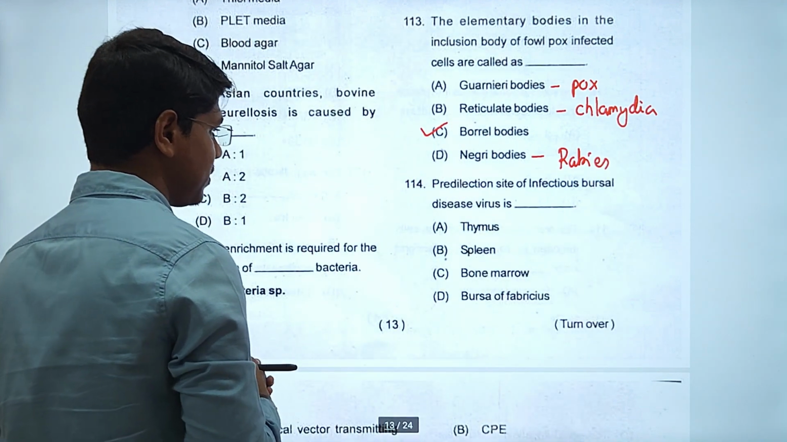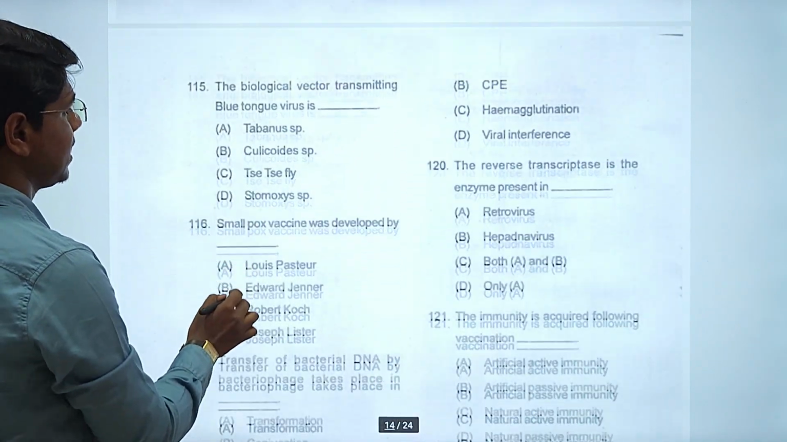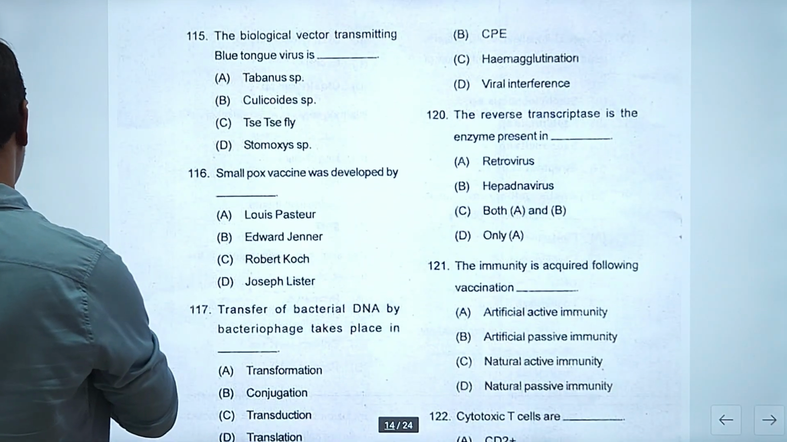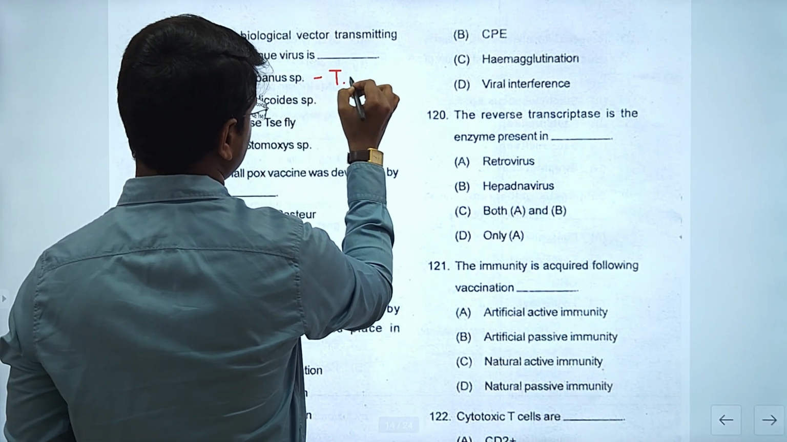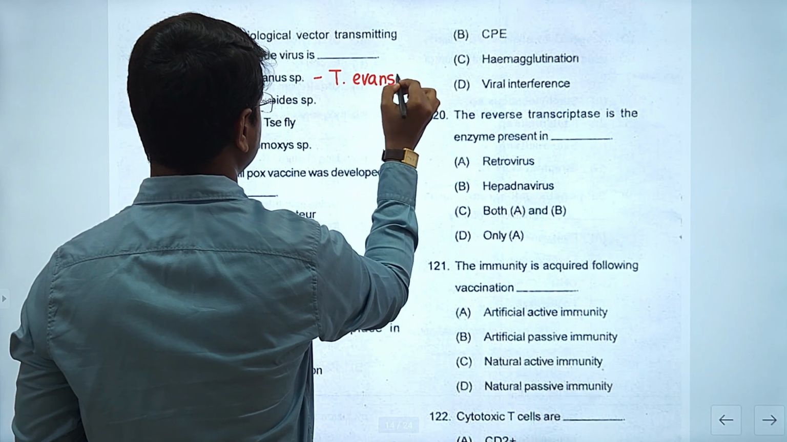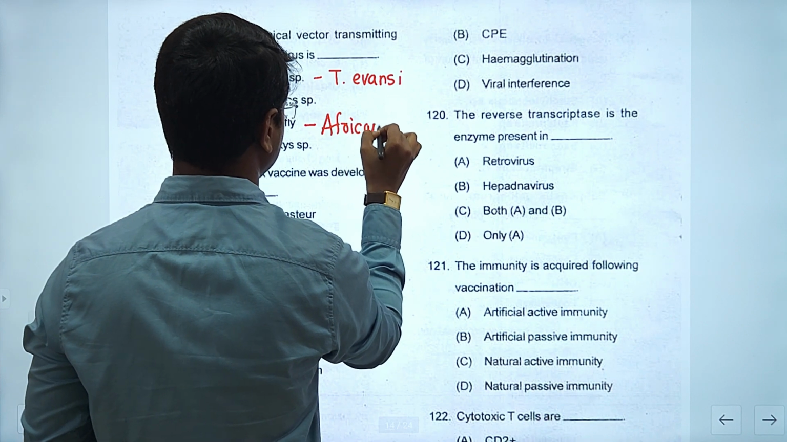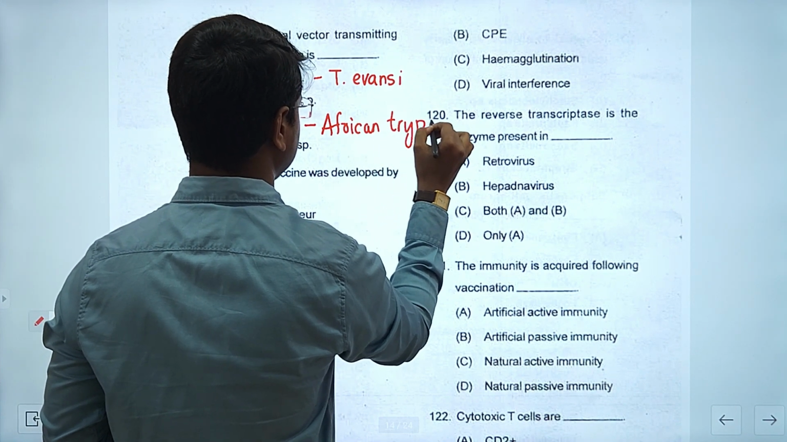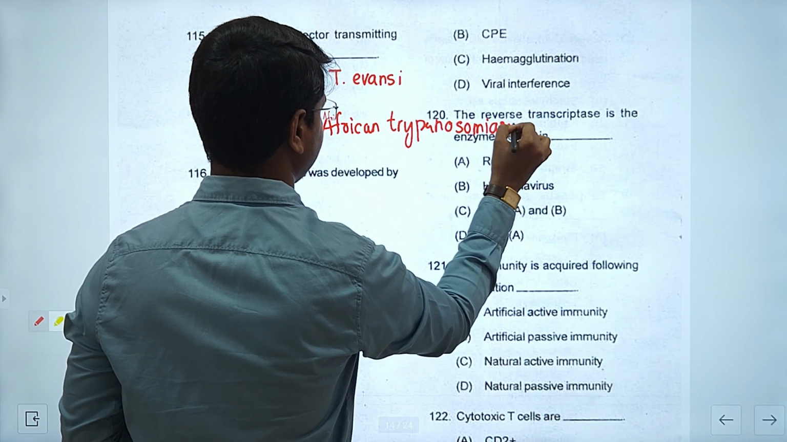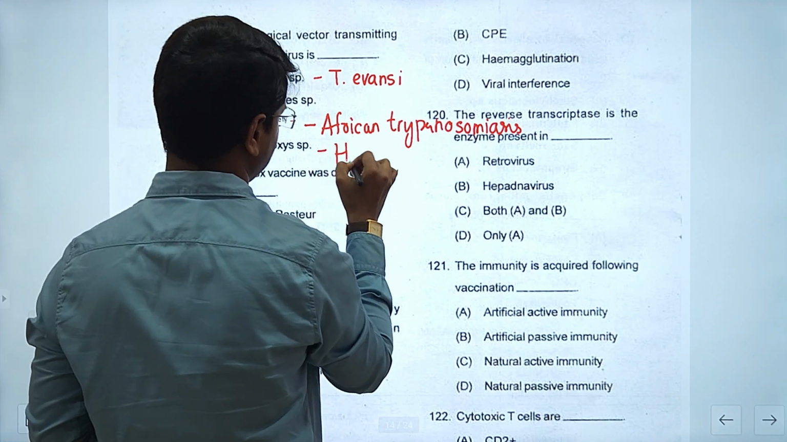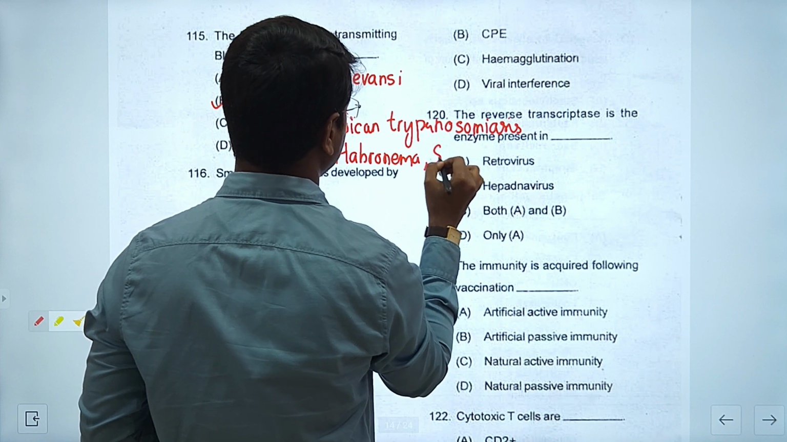Predilection site of infectious bursal disease virus is the bursa, a parvovirus. The biological vector transmitting bluetongue virus is Culicoides. Tabanus transmits Trypanosoma evansi. Tsetse fly, African trypanosomiasis. Stomoxys transmits Habronema. Also Setaria. Okay.